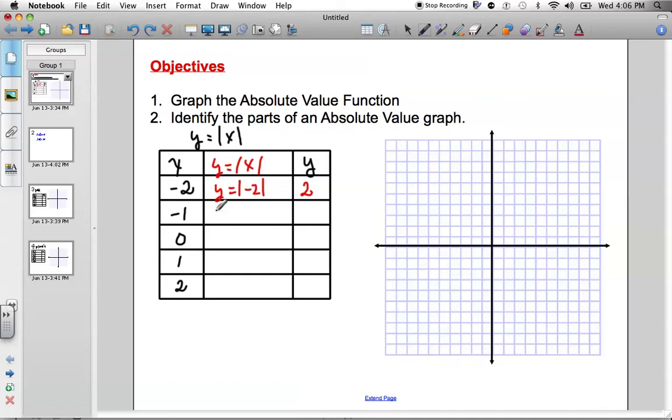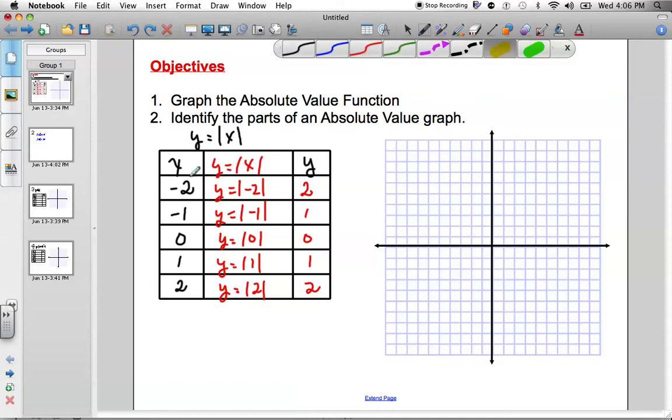Let's look at the next one. Y equals the absolute value of -1. What's the absolute value of -1? It is 1 unit away from 0. And the absolute value of 0 is just 0. Y equals the absolute value of 1 is 1, because 1 is 1 unit away from 0. And what's the absolute value of 2? It's just 2. Now you have a set of ordered pairs indicated by your x value and the corresponding y value, and we're going to plot those on the Cartesian plane and see what we have here.